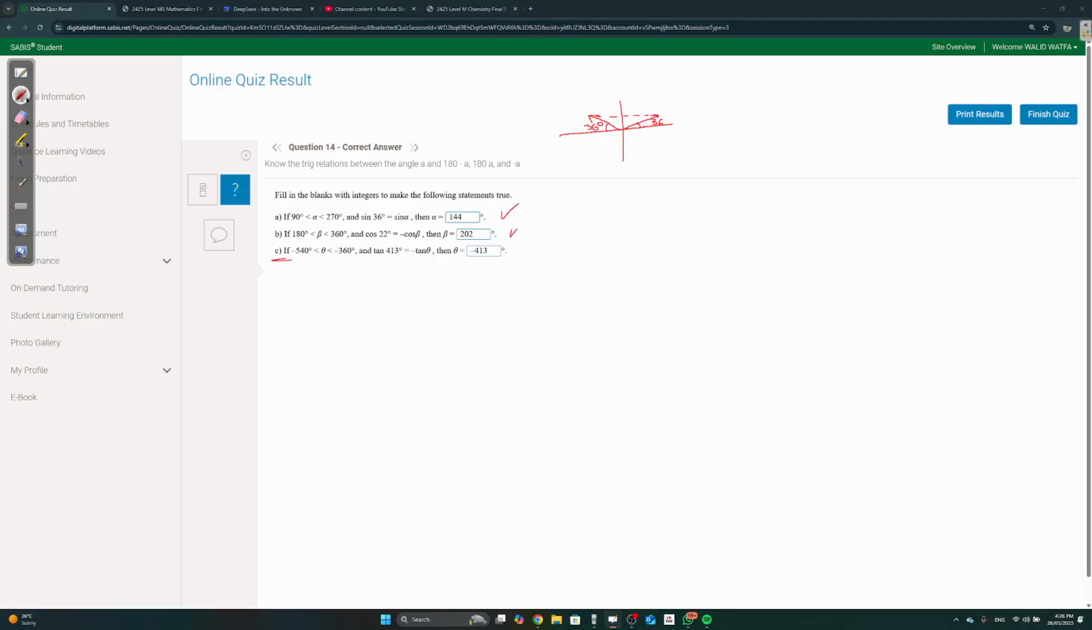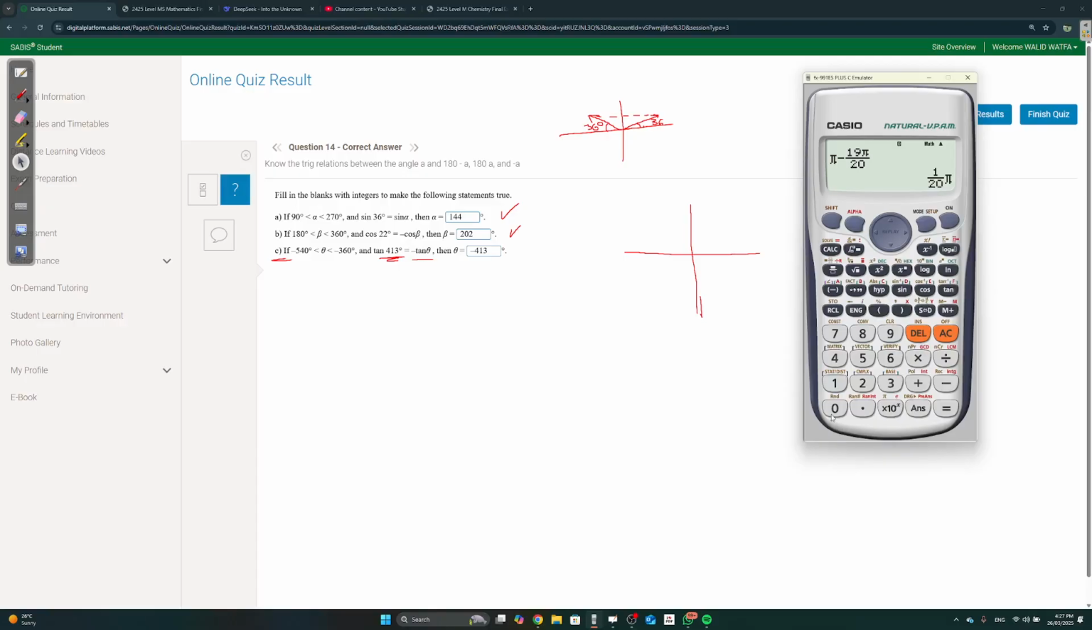Okay, for part C, they're saying theta is in between minus 360 and minus 540. So tan 413 is equal to negative tan theta. How do you work with this, guys? Tan 413, it's 1 revolution. To do this, subtract 360. Like I told you, big angle, we don't like to work with it. Subtract, and how much am I left with? 53.